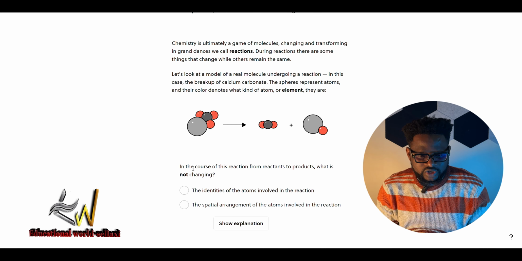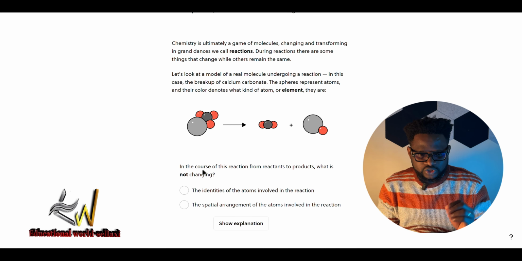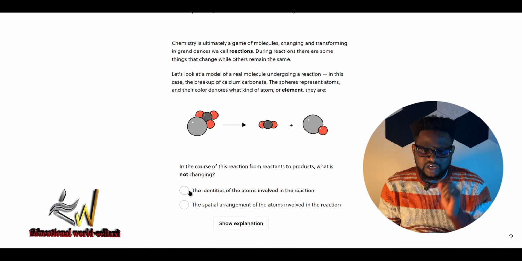So in the course of this reaction, as you can see, what is not changing? It is the identity of the atoms involved.